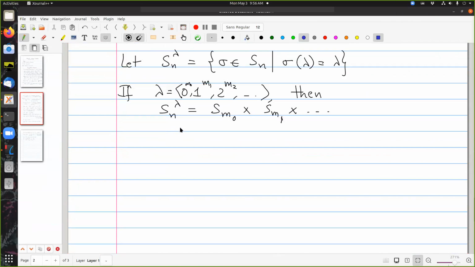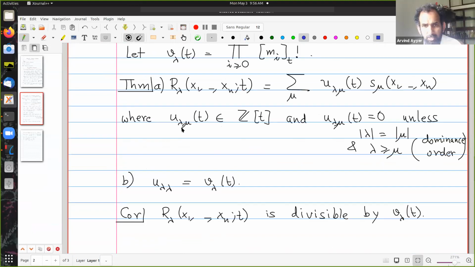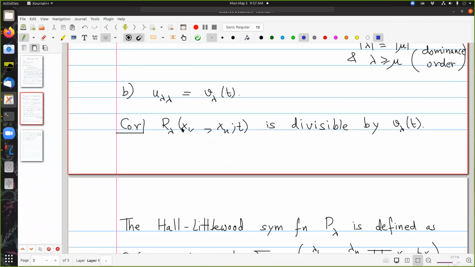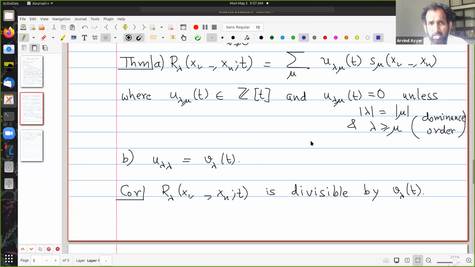Sorry, Arun, just a quick question. If you go to the previous slide, I missed the corollary. Why? From the proof, you can actually see that each one of these coefficients is going to be divisible by V. The proof shows that. Okay, thanks.